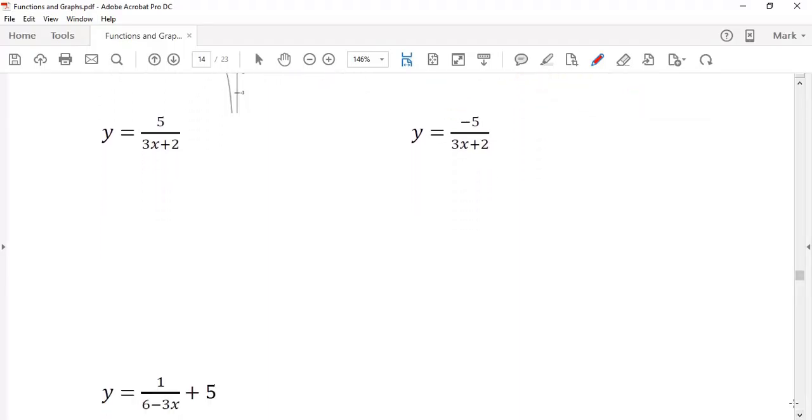So by looking at this first, the first thing we want to find out is the asymptote. So the denominator can't be 0. So we know 3x plus 2 cannot equal 0. And then just solve it. So you should get x cannot equal negative 2 over 3.